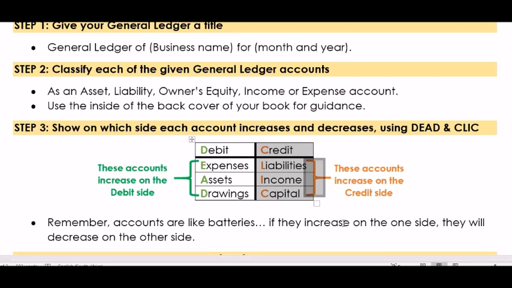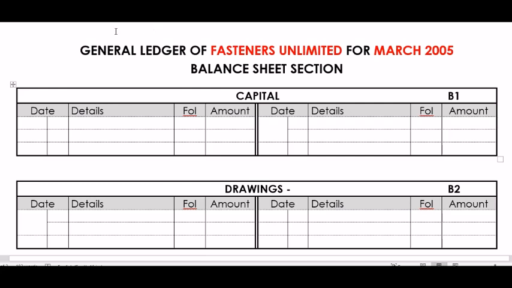Then I say to you, remember accounts are like batteries. If they increase on the one side, they will decrease on the other side. Now what I'm going to do is I'm going to run through the general ledger with you, and I'm going to do step 2 and step 3 at the same time. Okay, so here we go.